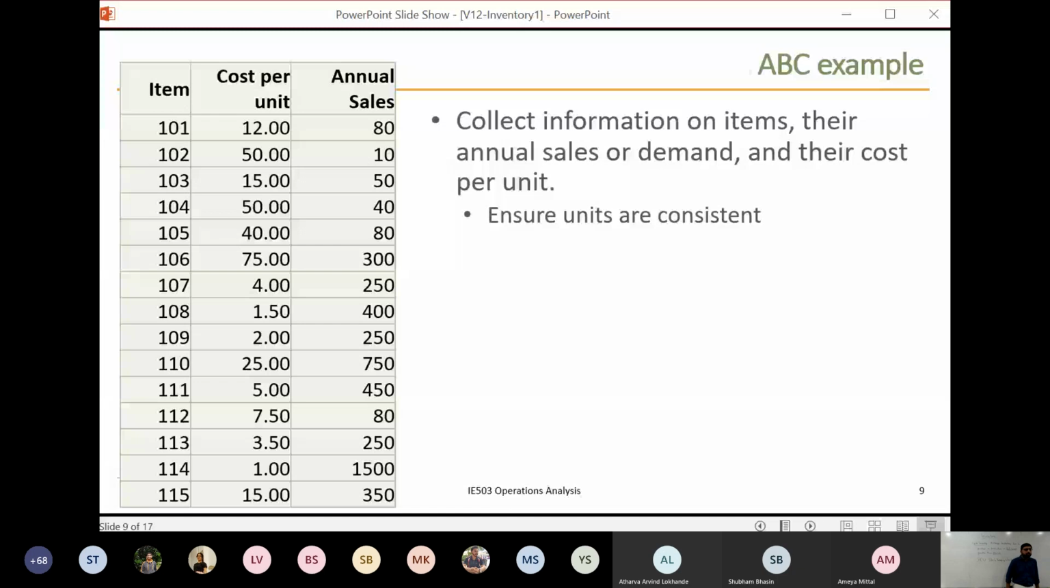In any company, all the items are coded, like 101, 102 in this case, or whatever name, to uniquely describe it. And suppose the cost per unit is also known. Let us assume these are the final products being sold, and the annual sales is also given. For example, item 103 has a unit cost of 15 and annual sales of 50 units. We have to ensure that units are consistent in this case. We'll come to it again, but cost per unit and annual sales are also measured in the same units.